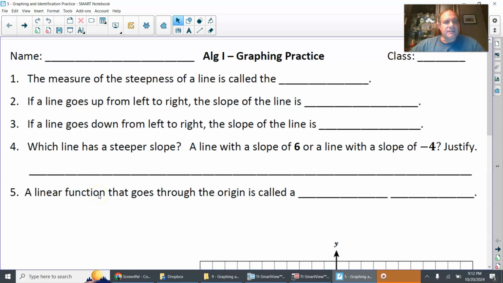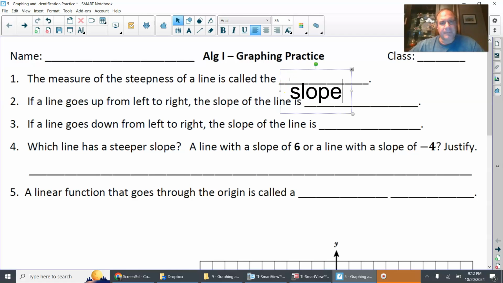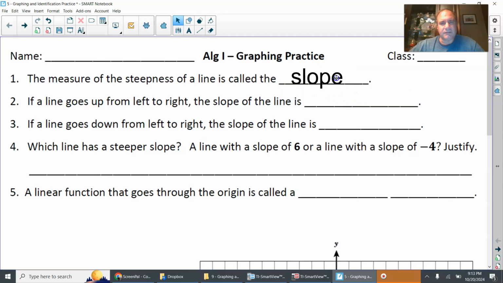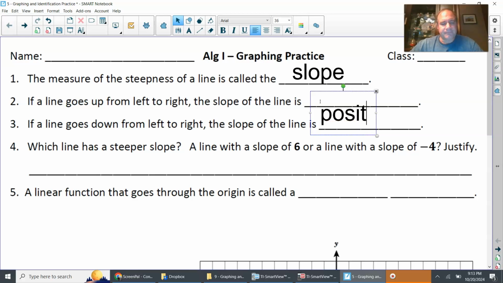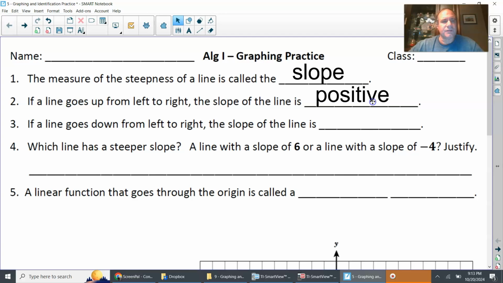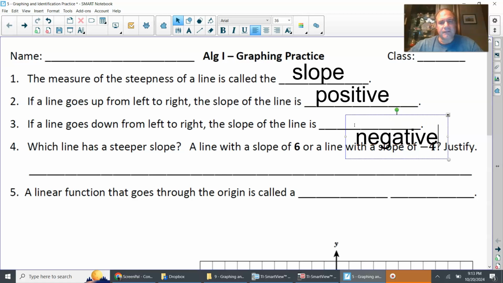The measure of the steepness of a line is called the slope. If the line goes up from left to right, the slope is positive. It's a positive slope if it goes up from left to right. If it goes down from left to right, it is negative.